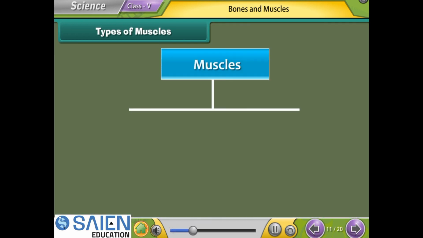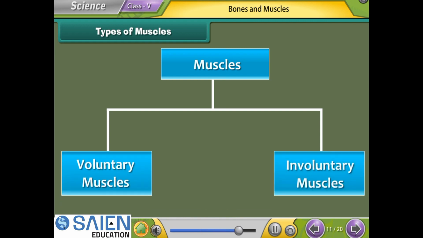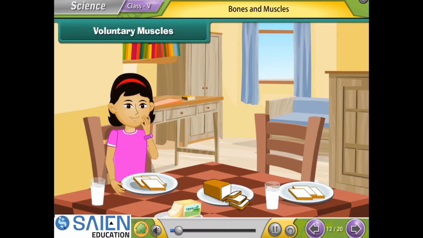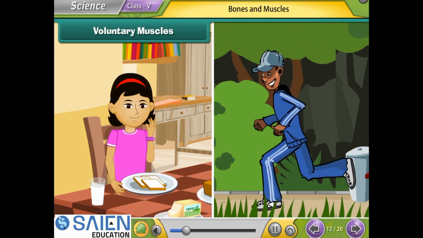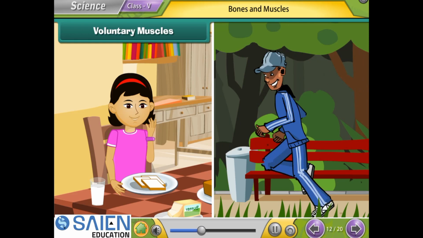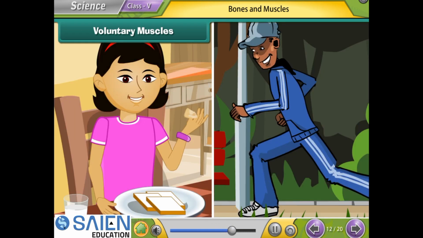According to the nature of their functions, muscles are of two types: voluntary muscles and involuntary muscles. Some actions are performed whenever we wish, like eating, walking, etc. We can start or stop these actions whenever we want. Muscles that carry out these actions according to our wishes or volition are called voluntary muscles. Movements brought about by voluntary muscles are called voluntary movements. Our arms and legs contain voluntary muscles.